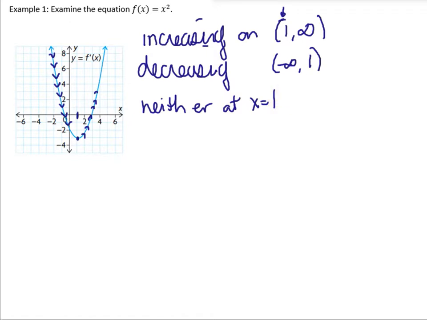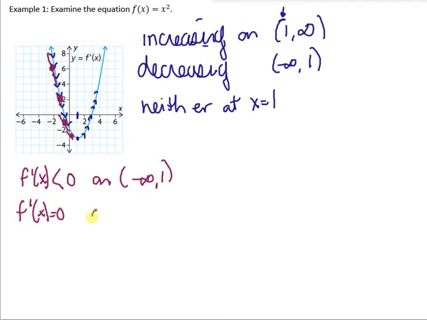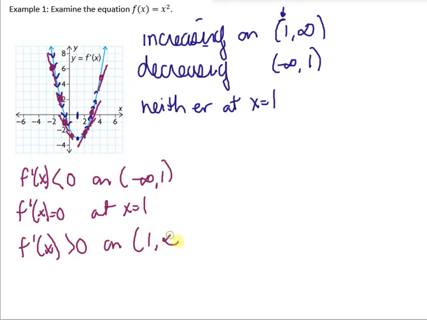Now we can also talk about the tangents. If we draw a couple tangents to this curve, what's going to happen is on the left-hand side, the tangents are all going to be negative. So f prime of x is less than 0, so it's negative. We can say on negative infinity to 1. f prime of x equals 0 at x equals 1. And f prime of x is greater than 0, so they're positive tangents, positive slopes, positive rates of change on 1 to infinity.